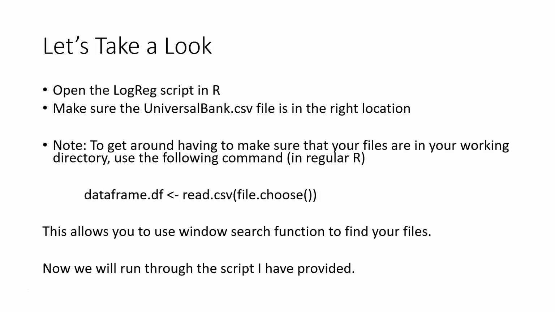Just a note, to get around having to make sure that your file's in your working directory, there's a function that you can use called file.choose. The file.choose command can be buried into a read.csv function. So you could say your data frame, whatever your data frame name is, set equal to read.csv, and then just pop file.choose in there, and you don't have to even specify a file name. What that allows you to do is bring up your Windows search functions or your Apple search functions or whatever, and you'll be able to find your file. Just search for your file just like you normally would. It's pretty convenient, pretty easy.